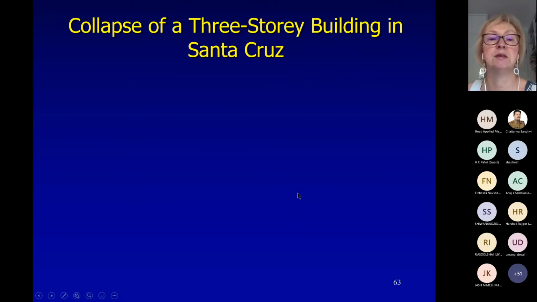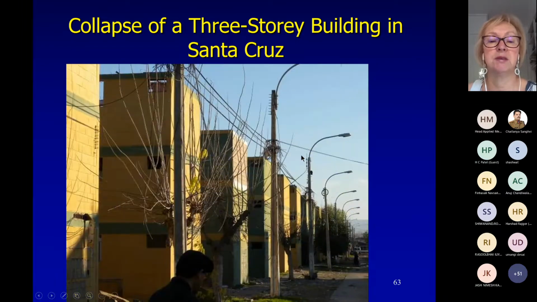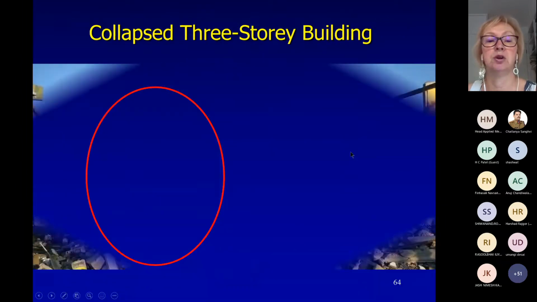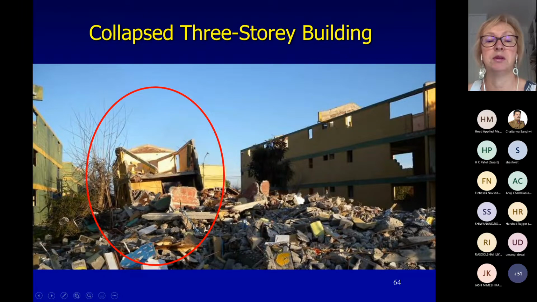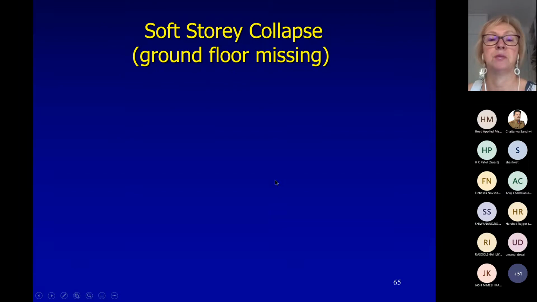So the other case is a collapse of a 3-story building in Santa Cruz. It has a smaller intensity. That location maybe 6.6 to 7, and you can see so many, I think 17 buildings which were identical in that complex. And in that complex, one building, this is the building that collapsed. So you can see all the other buildings are G+2, and this one had 2 floors. It fully collapsed at the ground floor level. So it just lost the ground floor and then collapse took place.